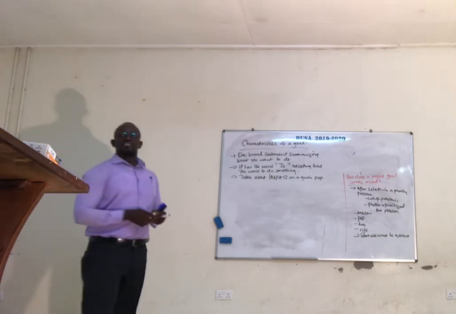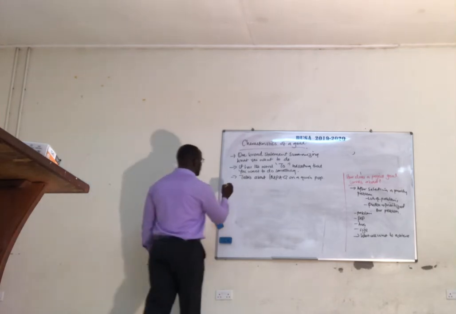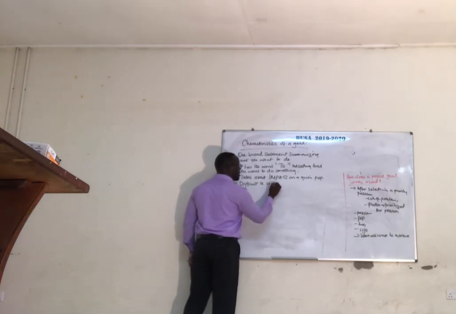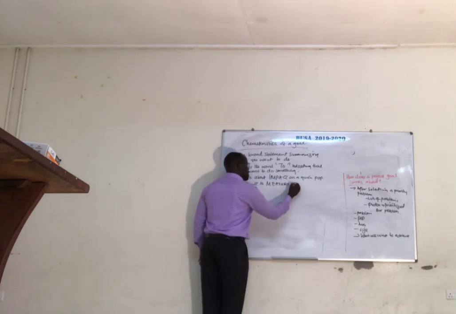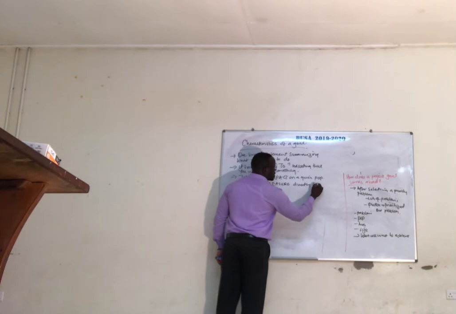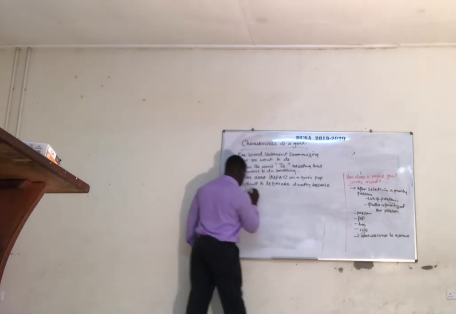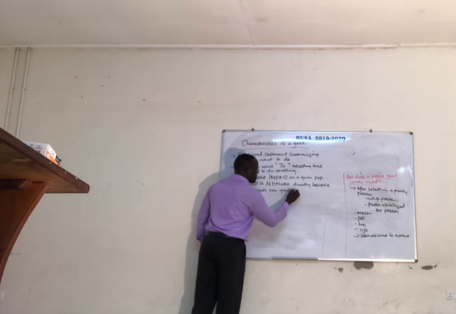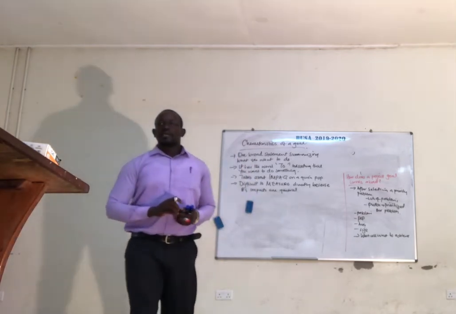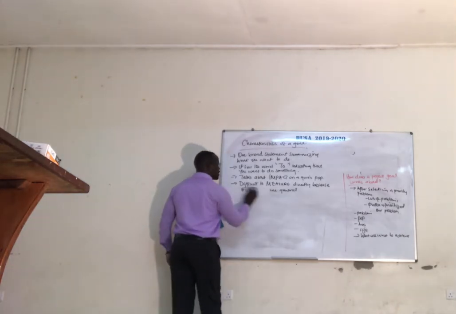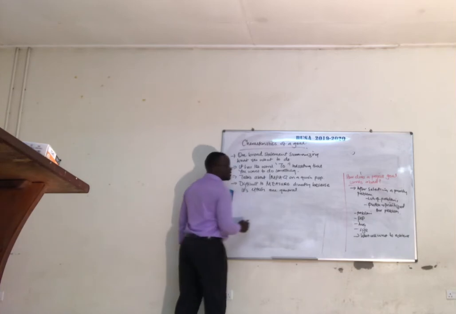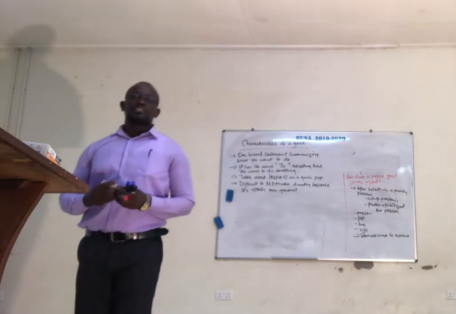We also say a goal is difficult to measure directly because its effects are general. Another characteristic: it is difficult to measure. A goal is very difficult to measure directly because its impacts are general. It is difficult to measure directly because its effects are general.